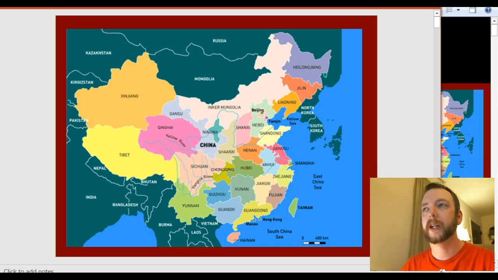We're going to talk about China now, and we'll start with a map of China. So there's a zoomed-in map of the whole country. You shouldn't be confused when you look at a world map. It looks like China is somewhat smaller than it actually is, but it is a rather large country.